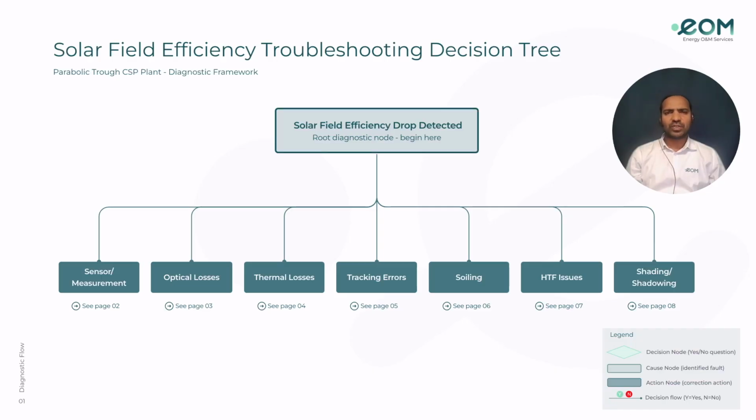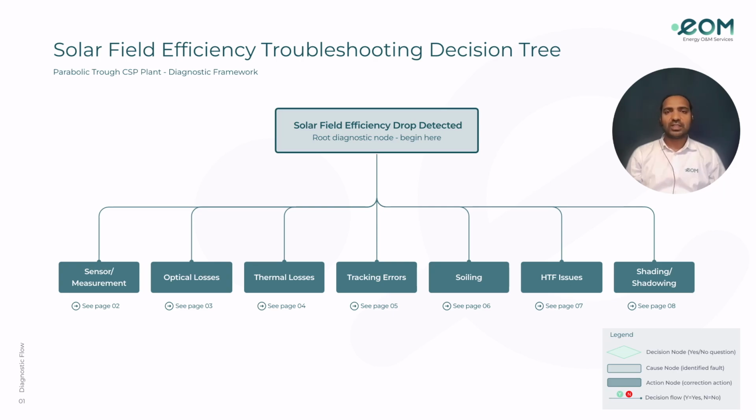Everything in this framework starts from one trigger: solar field efficiency drop detected. Anytime the solar field performance deviates from expected values, this becomes the entry point for troubleshooting. From there, the diagnostic process branches into seven major investigation areas. Each branch focuses on a different part of the solar field system that could contribute to efficiency loss.